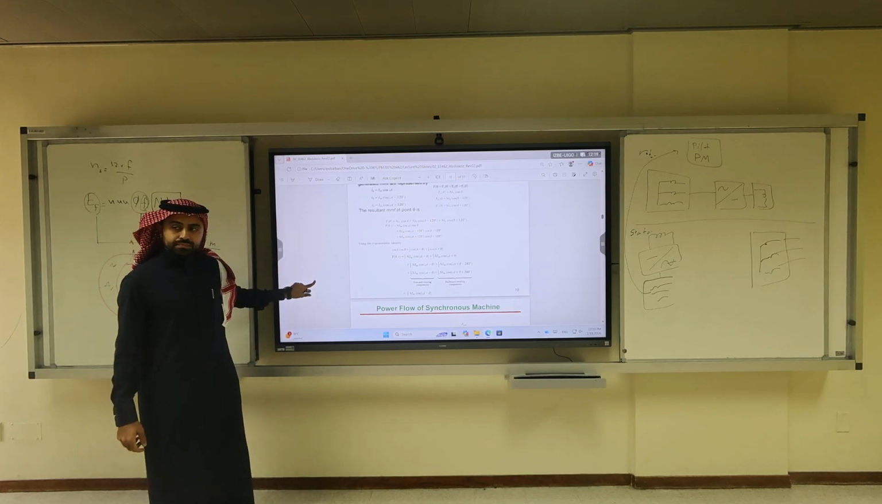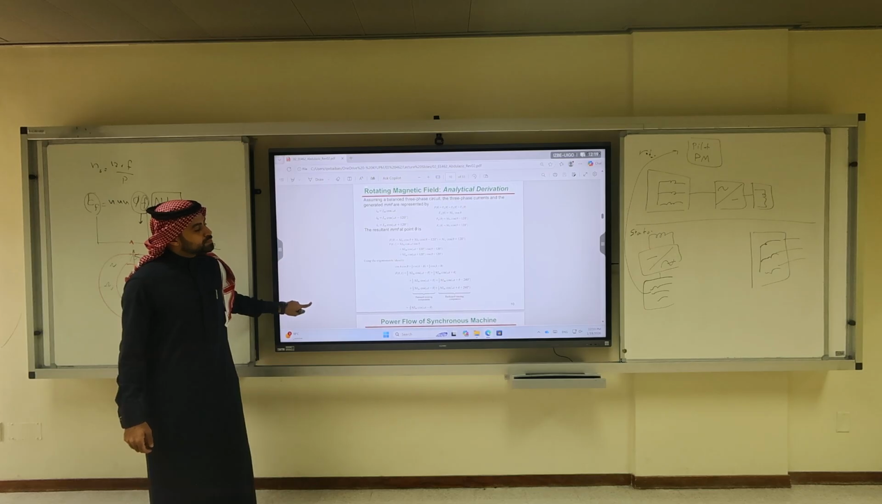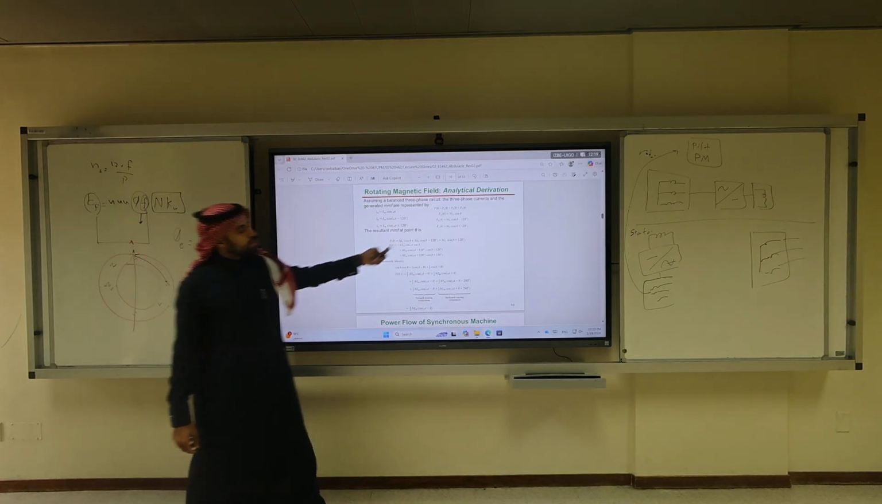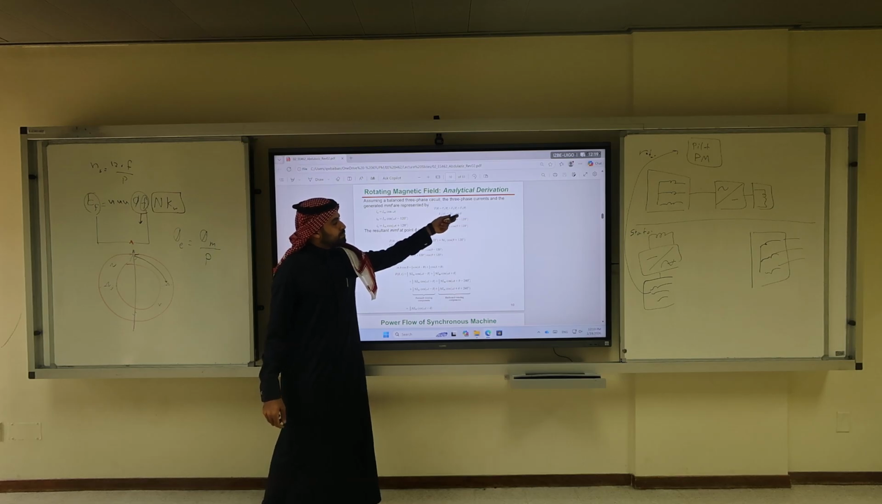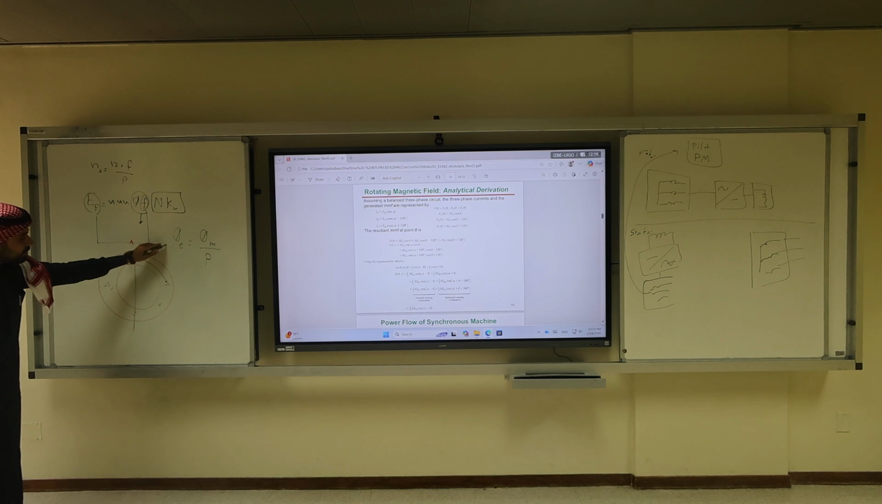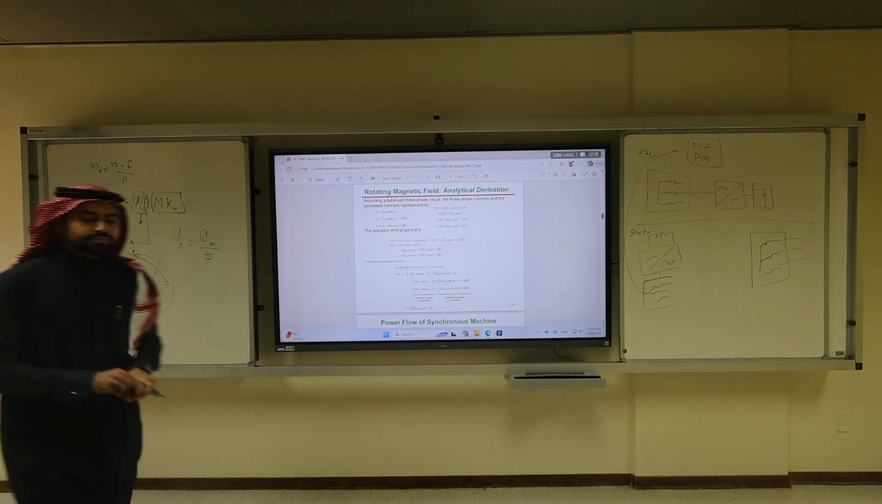Doctor, just to clarify, the cosine theta for the MMF, where did it come from? We have cosine for the current, we have cosine omega t, correct? This one? Yes. What does it represent? So this represents if the rotor, for example, is at this location.